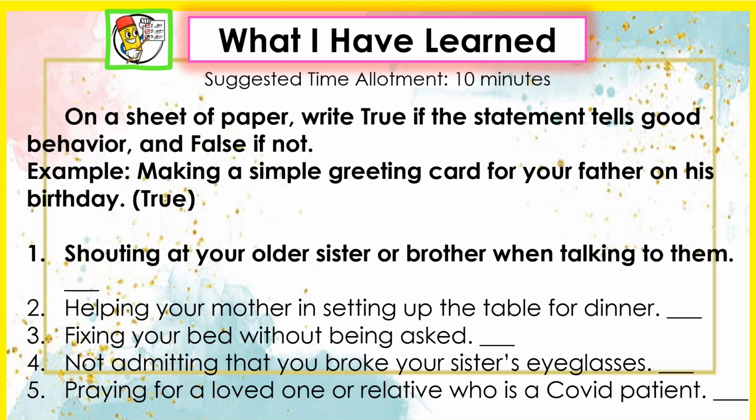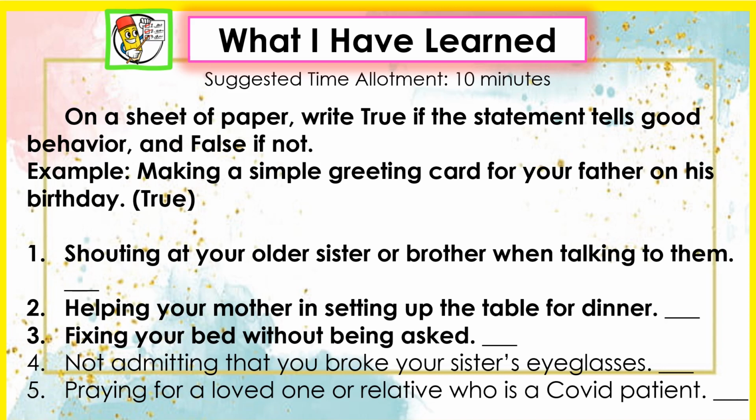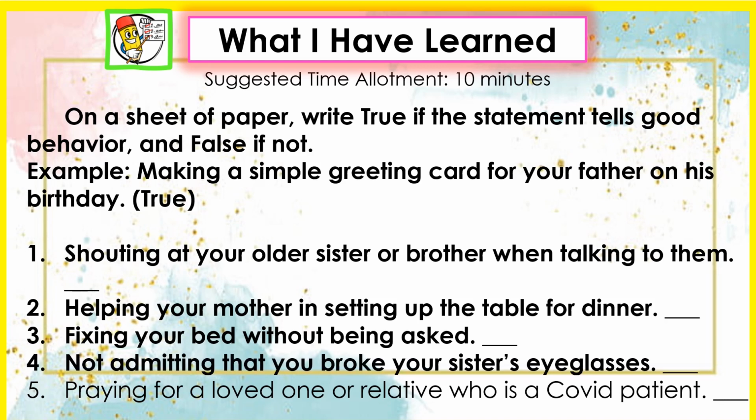True or false? For number 2, helping your mother in setting up the table for dinner. True or false? Number 3, fixing your bed without being asked. True or false? Number 4, not admitting that you broke your sister's eyeglasses. True or false? And lastly, for number 5, praying for a loved one or a relative who is a COVID patient. Choose between true or false.